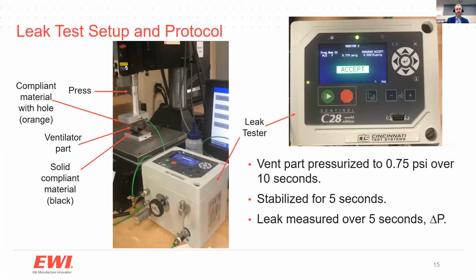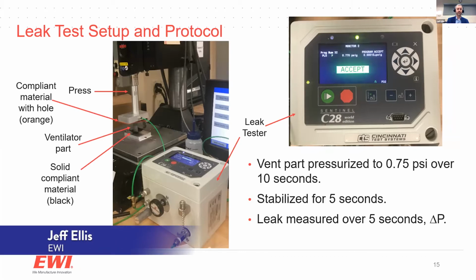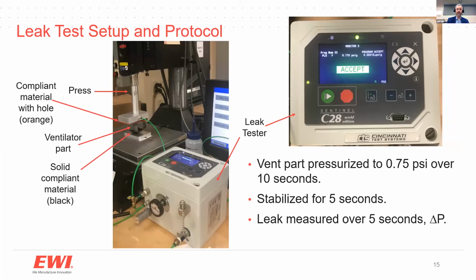So we checked for leak on each one of them. The leak test setup and protocol are listed here. There's a picture on the left that shows a press. So we held the part between two compliant materials so it couldn't leak out the ends. The top material had a hole in it, and the block above it also has a hole, and then you can see that green line coming out to the leak tester. So air pressure goes in through that green line, through the hole into the part, and then there's a solid compliant material on the bottom, which is black, which makes it not leak out the other side.